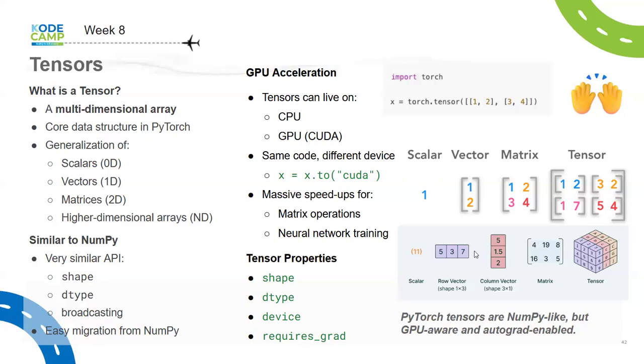This is a row vector, 5, 3, 7. Shape is 1 by 3, but it's still a row vector. This is a column vector, shape 3 by 1. It's still a vector. But typically in PyTorch, you don't differentiate between a row or column vector. A vector is just a vector. And I'll show you how it is represented.